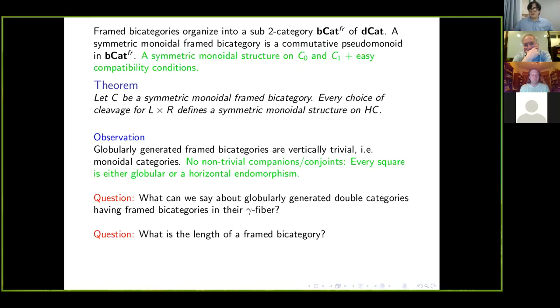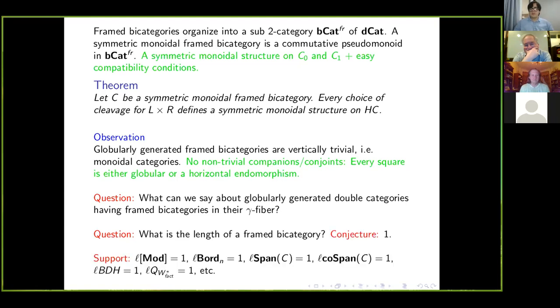How complex are these double categories, the globularly generated pieces of frame bicategories? My conjecture is that this is one, and this is based on all these computations here. These are all frame bicategories. They all have length 1.